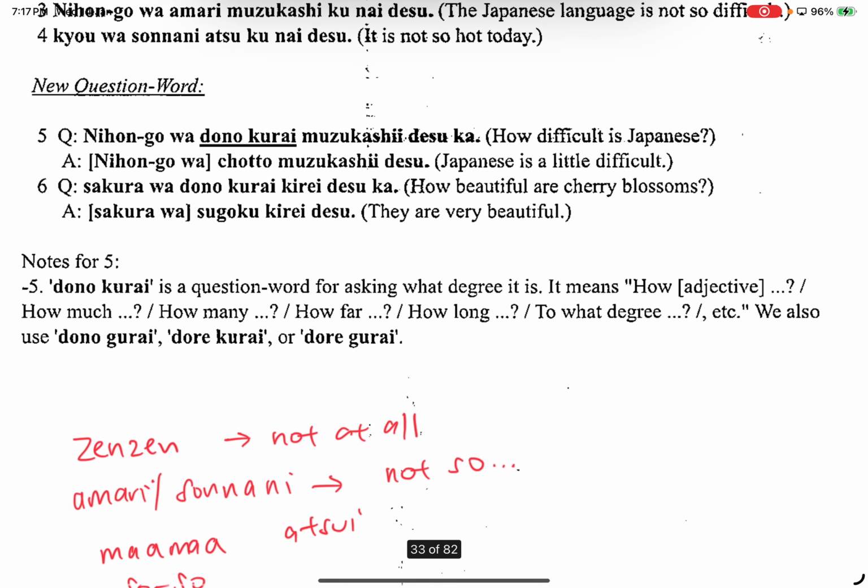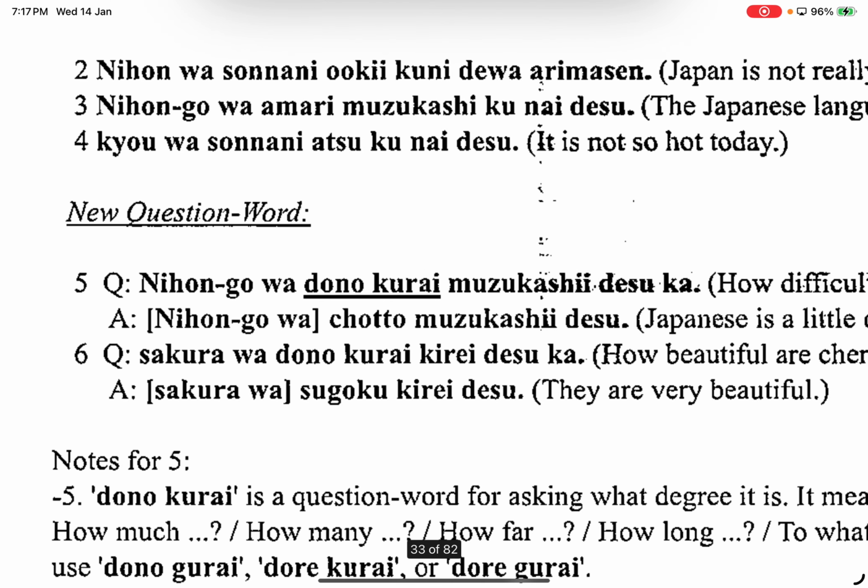Next, we want to ask for the adverb. We want to ask to what extent, how much, is it very or is it like amari? So we will use this word called dono kurai. Dono kurai simply means to what extent. So just now we learned how is it, then we learned what kind, then now we learn to what extent.